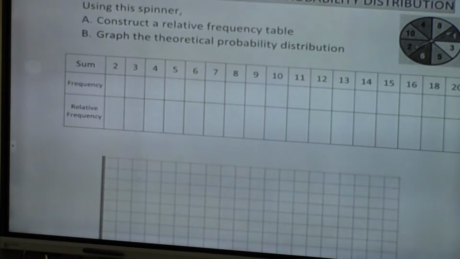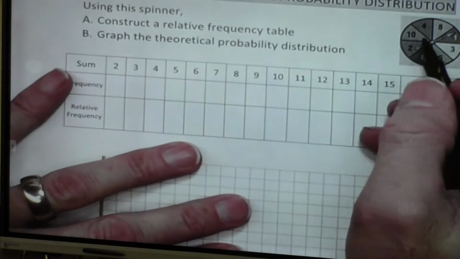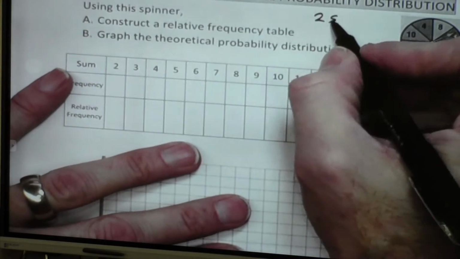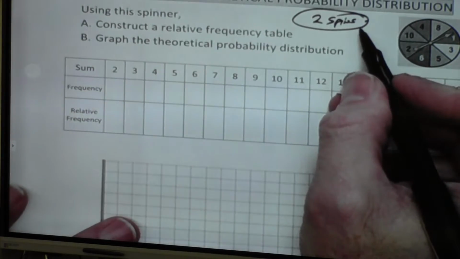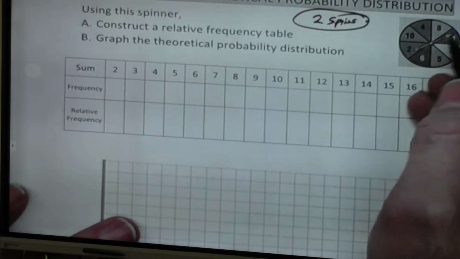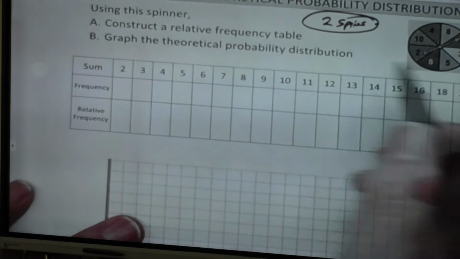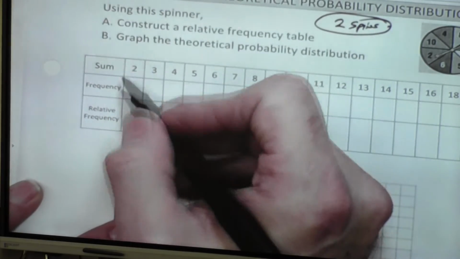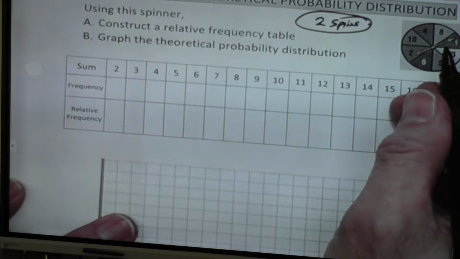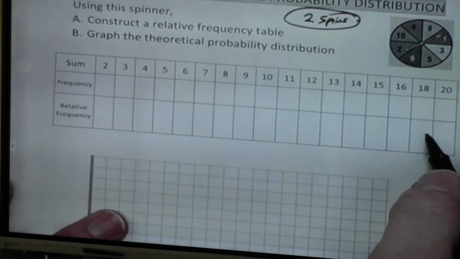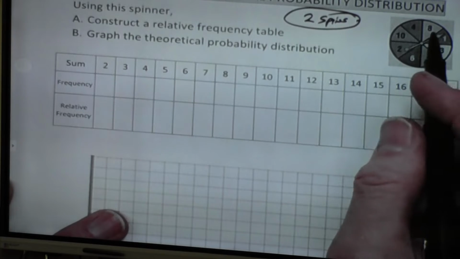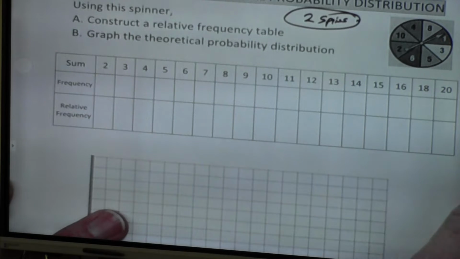Back to this one. So what's going to happen, we are going to do this where it's 2 spins at a time. What's the result when you do 2 spins? So in other words, if I spin it once and I spin it twice, I get a certain number. It adds up to that number. So you notice for the sum here, there is no 1, because you can't get a 1 if you spin it 2 times. You add the 2 together, so there's no possible way to get a 1. You notice there's a couple of numbers missing, 17 and 19. There is no combination of the numbers on here where you can get a 17 or a 19 if you spin it twice. Okay, I thought that was interesting when I first saw this problem.